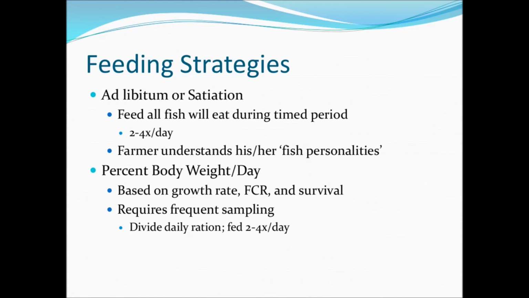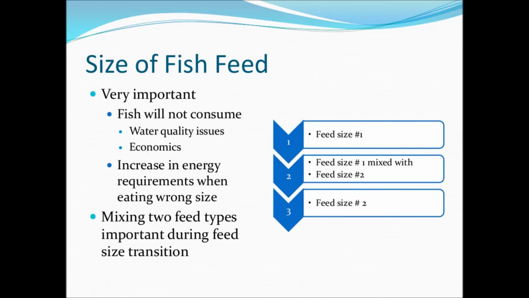As fish grow, feeding rate, frequency, and feed protein should be reduced. However, rather than switching to a lower protein diet, feeding less may allow the grower to use the same feed with the same protein level throughout the grow-out period, thereby simplifying the feed inventory and storage.